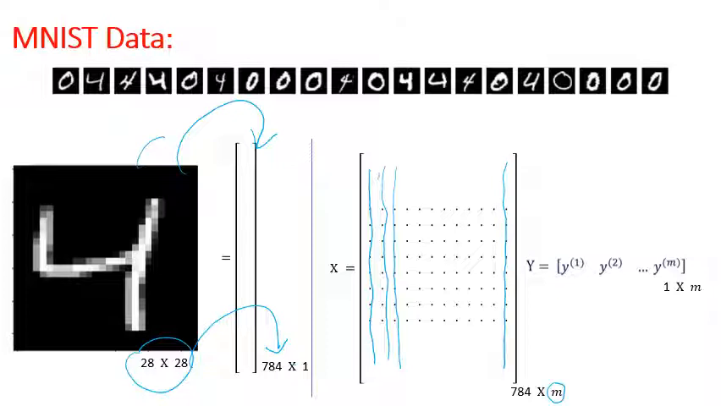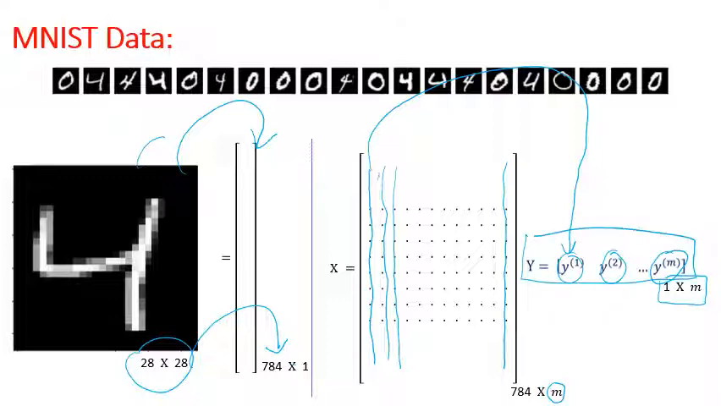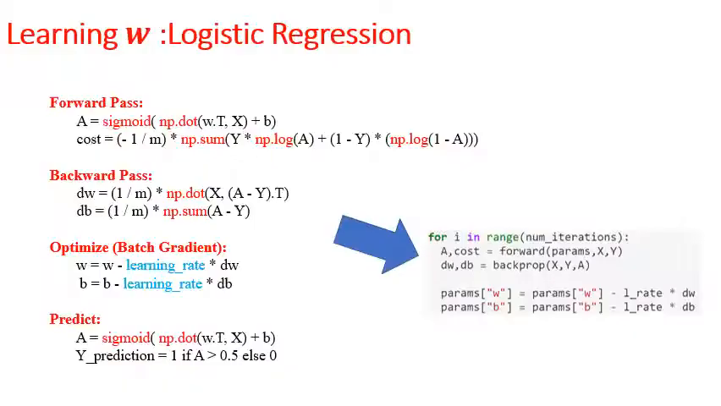And for every image you have some label. So then you take a second matrix y, and the dimension of this matrix will be 1 by m. So here is the label for the first image, the label for the second image, and so on, the label of the mth image. So this is your expected output, right?